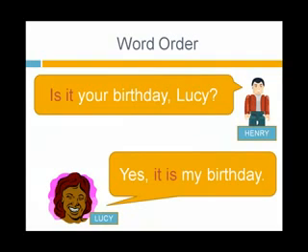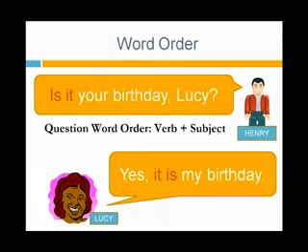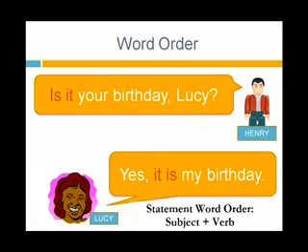Let's begin by looking at an example of quoted speech. Henry asks, "Is it your birthday, Lucy?" She answers, "Yes, it is my birthday." I've highlighted the subject and verb in red so that you can easily see the difference in word order. In the question, what comes first? Is, the verb. In the answer, what comes first? It, the subject. So in our question, we have question word order, verb plus subject. In the answer, we have statement word order, subject plus verb.